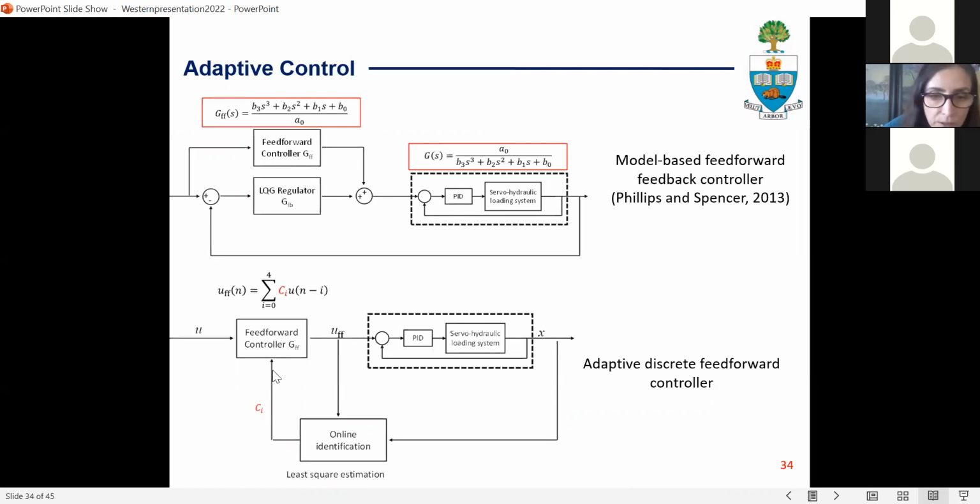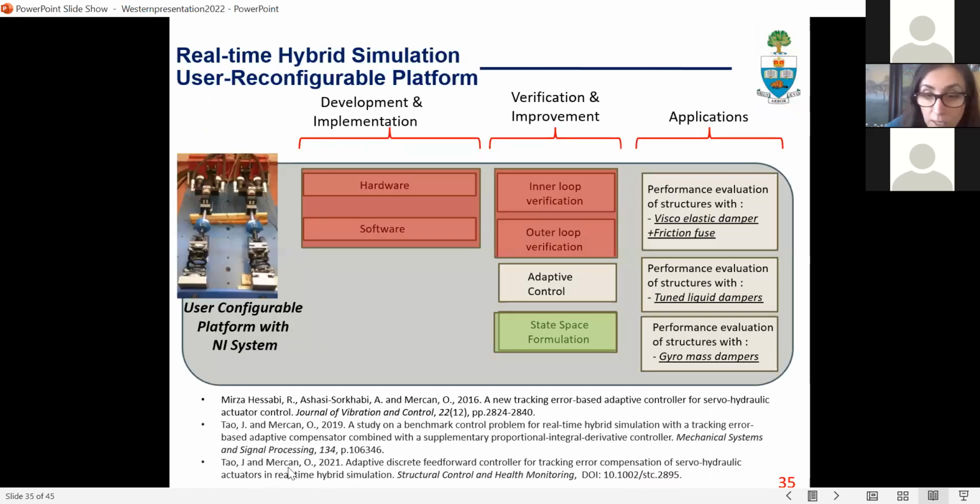In our adaptive discrete feed-forward controller, we take the signals to introduce a least square estimation for the online identification of the feed-forward controller, and then we use that to introduce the adaptive feed-forward controller to improve the tracking performance of the hydraulic actuator. And with our flexible user reconfigurable platform, we were able to implement this and experimentally validate it quite easily. And the last improvement that I want to show you is about the integration algorithm.